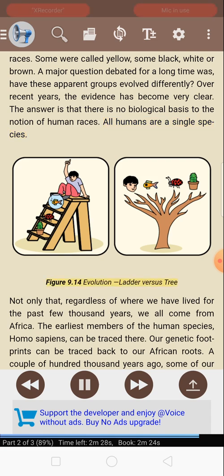Figure 9.14 Evolution, ladder versus tree. Not only that, regardless of where we have lived for the past few thousand years, we all come from Africa. The earliest members of the human species, Homo sapiens, can be traced there. Our genetic footprints can be traced back to our African roots.